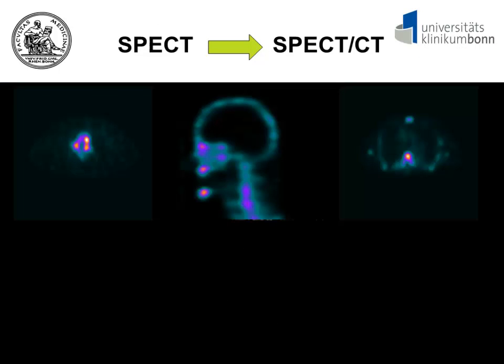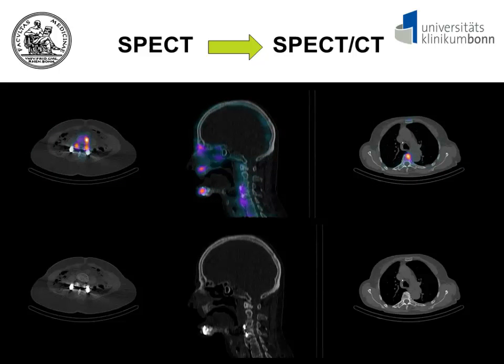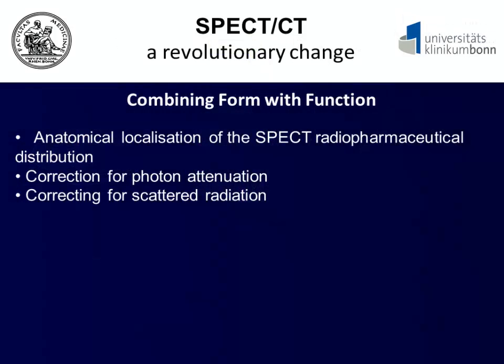As you know, SPECT changed our imaging dramatically by increasing the sensitivity, but SPECT CT was actually a revolutionary change in nuclear medicine, increasing the specificity and, in some specific cases, the sensitivity of our test. Why? Because it's a combination of form and function.